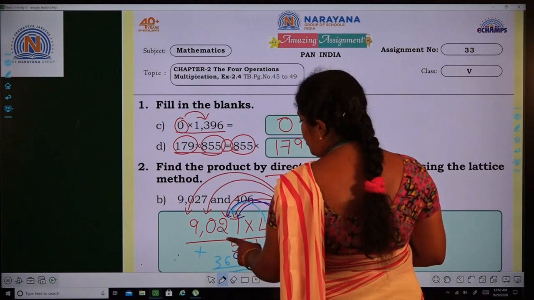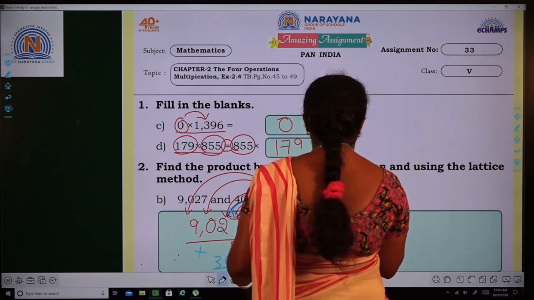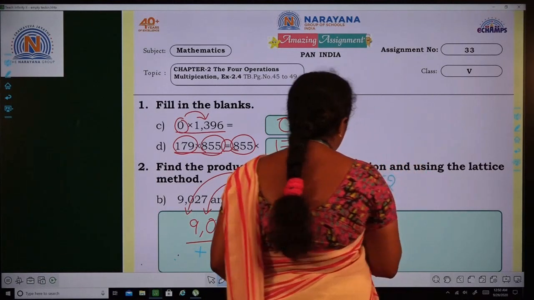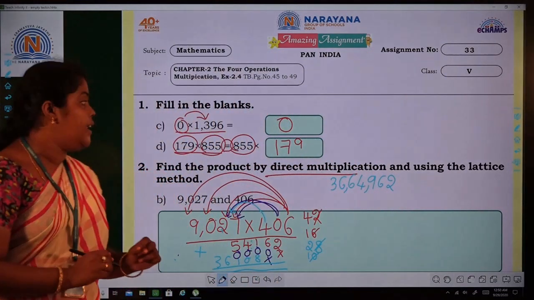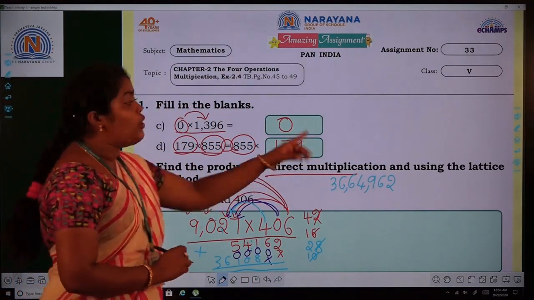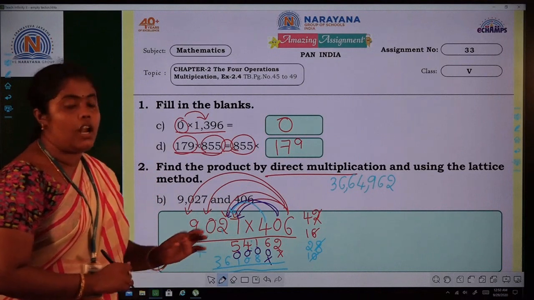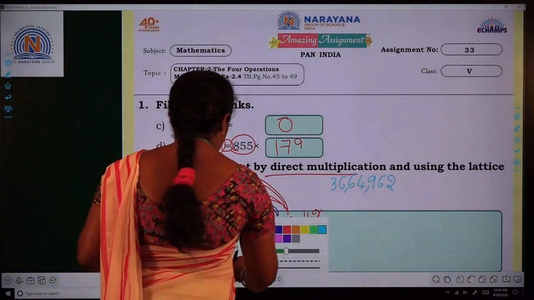6. Next, here there is not any number to add, so directly write the number. The answer is 36,64,962. Next, moving on to lattice multiplication. It is the normal method. Now, we have to use the lattice method.